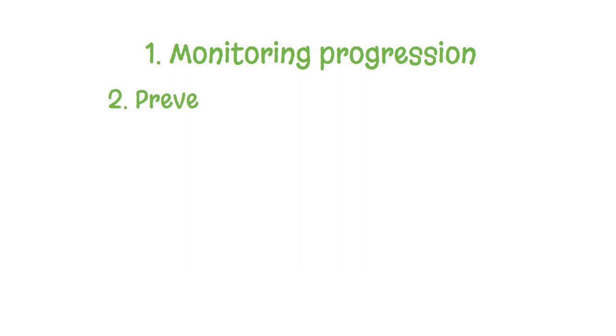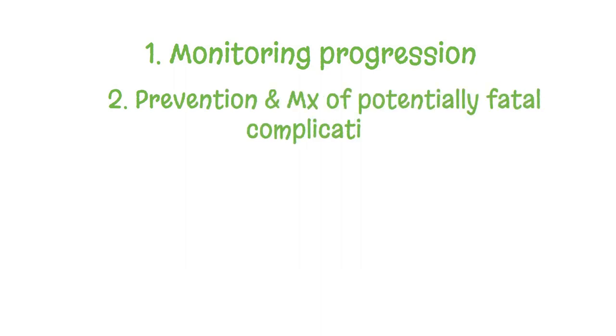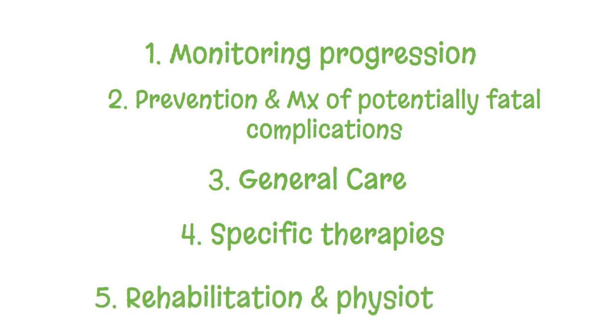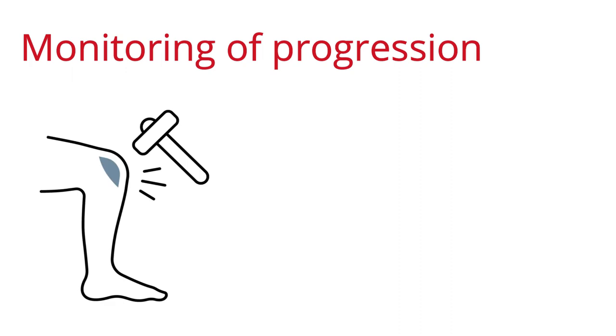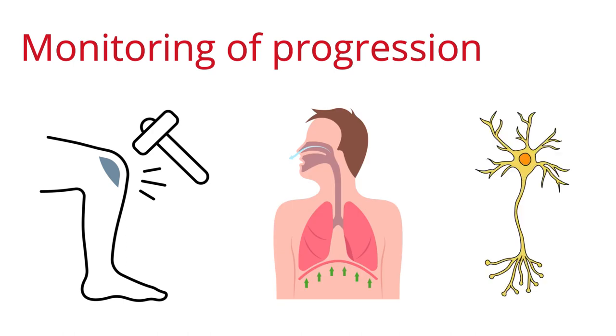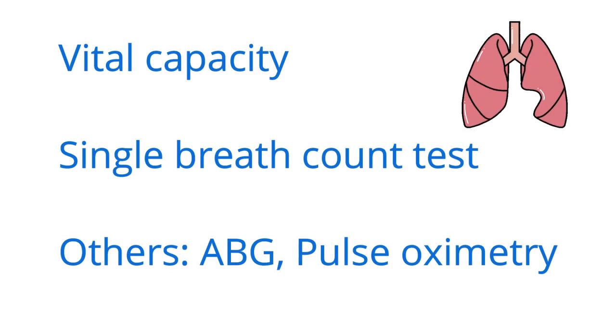Number two is prevention and management of potentially fatal complications. Number three is general care of the patient. Number four, specific therapies. Number five is rehabilitation and physiotherapy. To monitor the progression, we can check their muscle powers in the limbs, and we can monitor their respiratory muscles for paralysis and autonomic dysfunction. We can monitor their respiration by checking their vital capacity, single breath count, and using other tests.